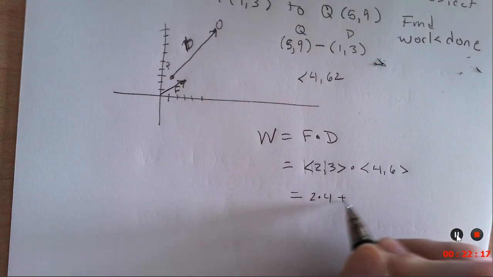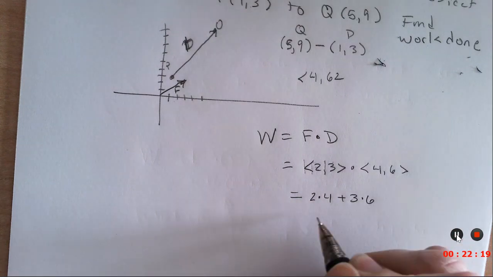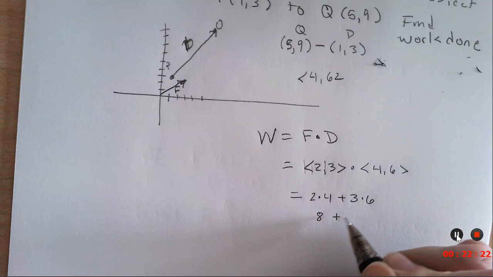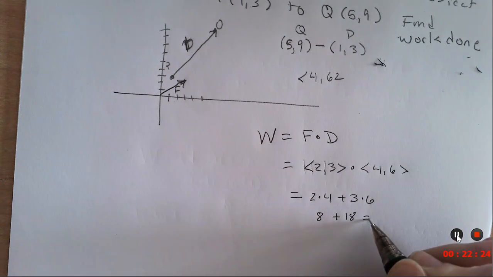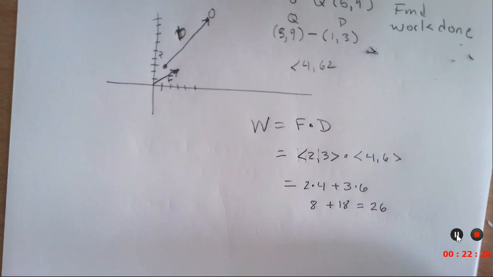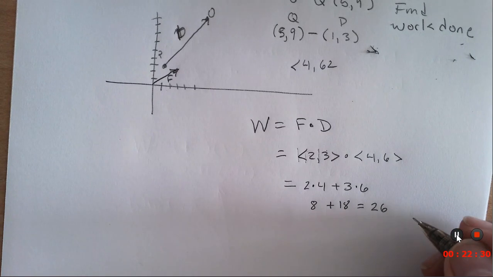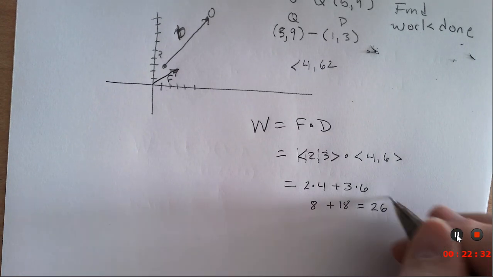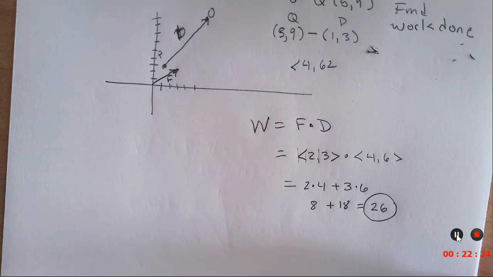So when we do that, we get 2 times 4 plus 3 times 6. So that's 8 plus 18. So that's 26. And we're done. And the units are, we didn't have any units. So that is the answer. So that is our work.